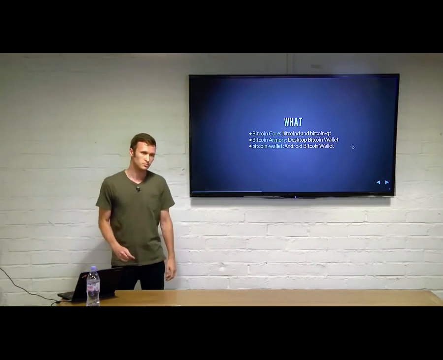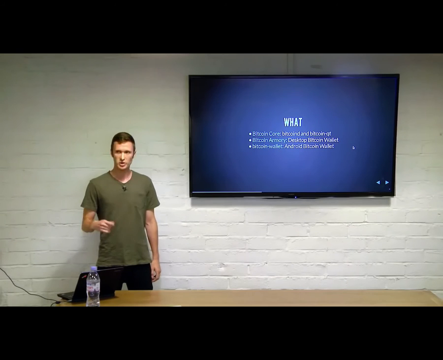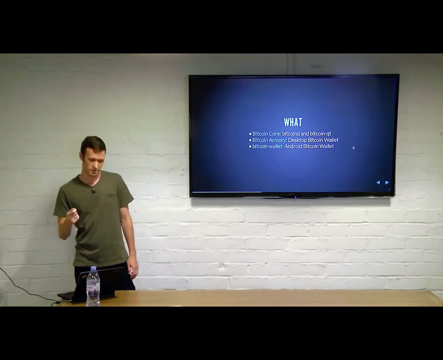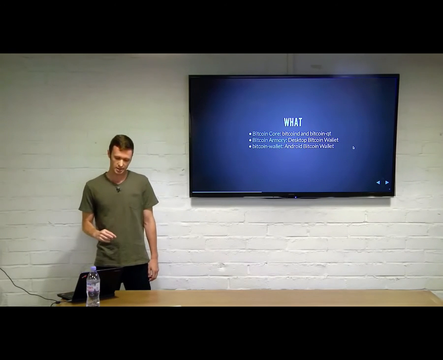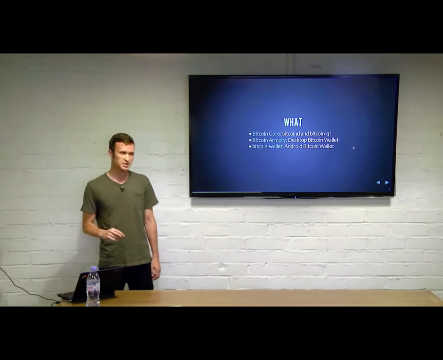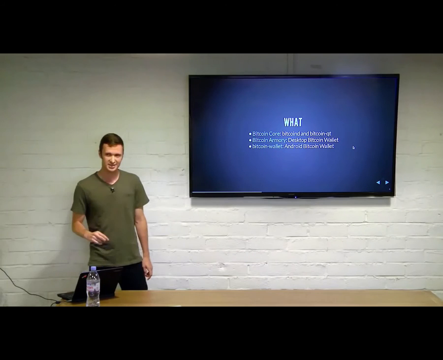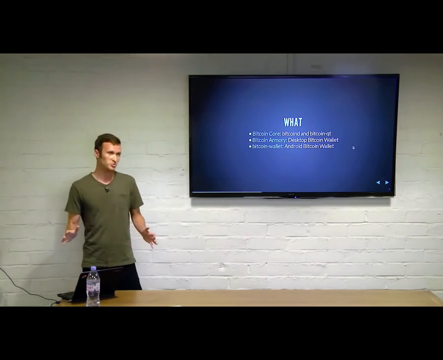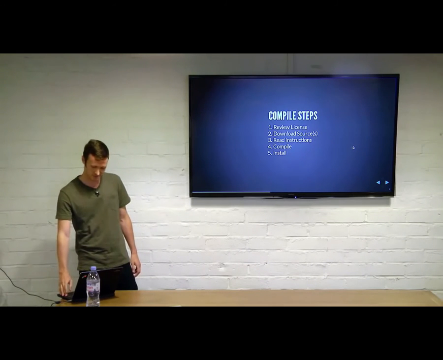These are the three packages that I'm going to talk about. Bitcoin Core is created by the Bitcoin Foundation, and it has the Bitcoin server that gets the blockchain. And then there's also a GUI client on top of that. Then Bitcoin Armory is a desktop Bitcoin wallet, and Bitcoin-Wallet is an Android Bitcoin wallet. Just a little background, I'm not a huge Bitcoin expert, but there are plenty here that can answer any questions.